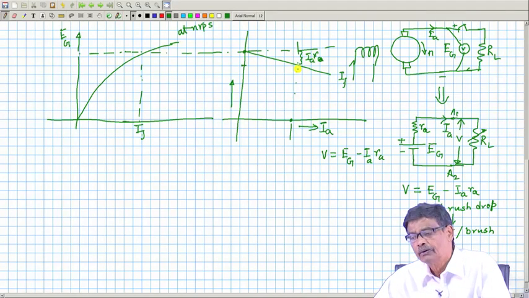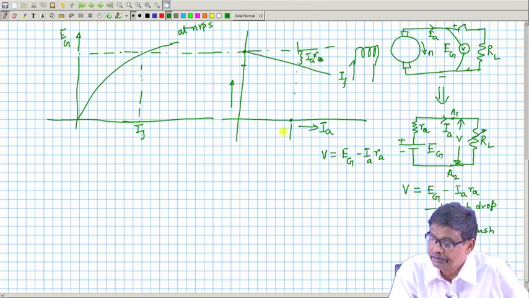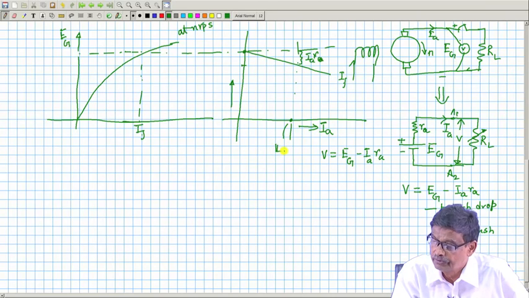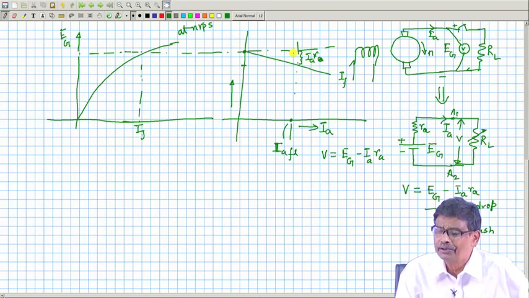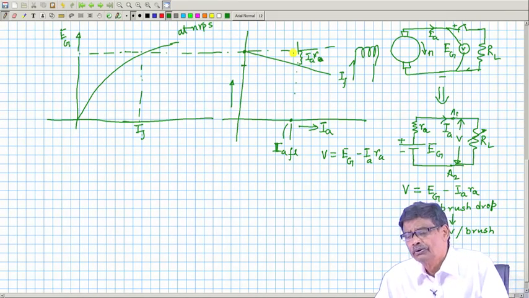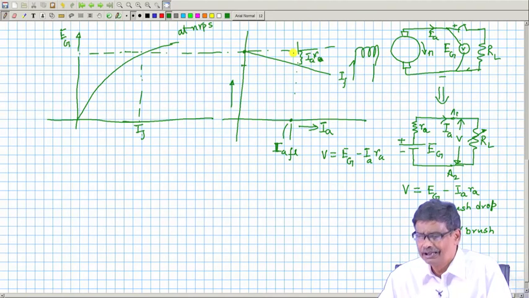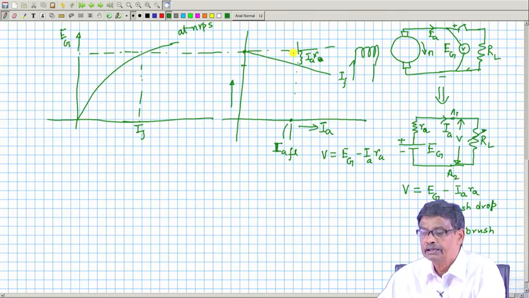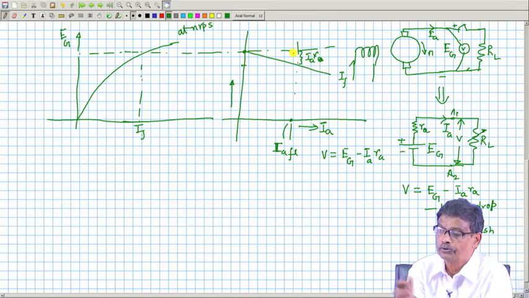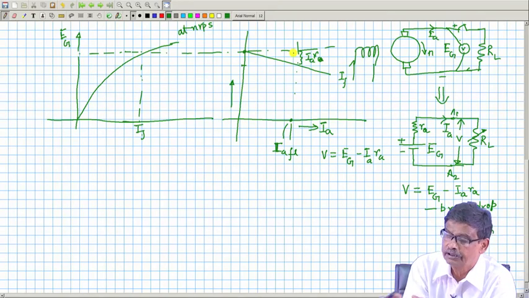Like a transformer, we can then speak of the regulation of a generator, that is from no load to full load current. If it is full load armature current, I A full load, from no load to full load armature current, terminal voltage will drop by this amount. And regulation, as we know, we want a small value, a little change of terminal voltage should take place as you load the generator from no load to full load. This is how things will go.